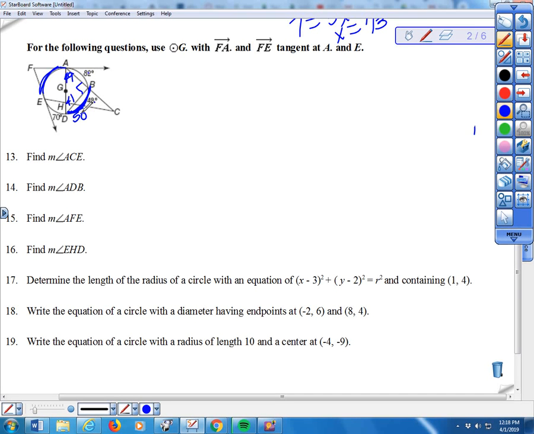Or actually, what could I have done? It would have been a little faster. This goes through G, so it's a diameter. So this plus this must be 180, half the circle. So this piece right here must be 110, right? And I'm trying to find this angle. So it's going to be 110 minus 48 divided by 2. That's 62? Is that right?